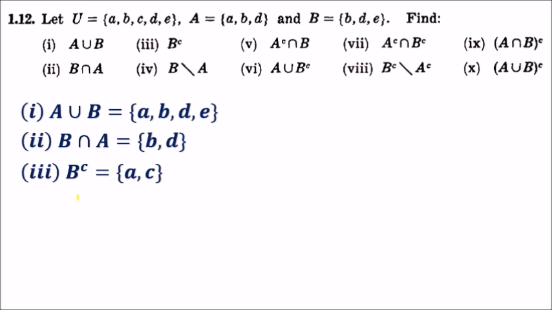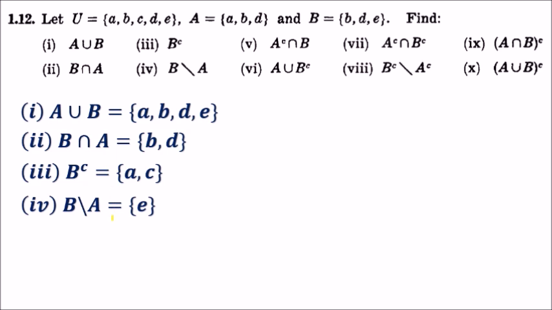For number 3, what is the complement of B, or B complement? So, tingnan natin yung B, that's B, D, E. And then, let's try to look at the universal. Ano yung nandito sa universal set na wala doon sa B? So, we have here only A and C. So, the complement of B equals the set containing A and C.